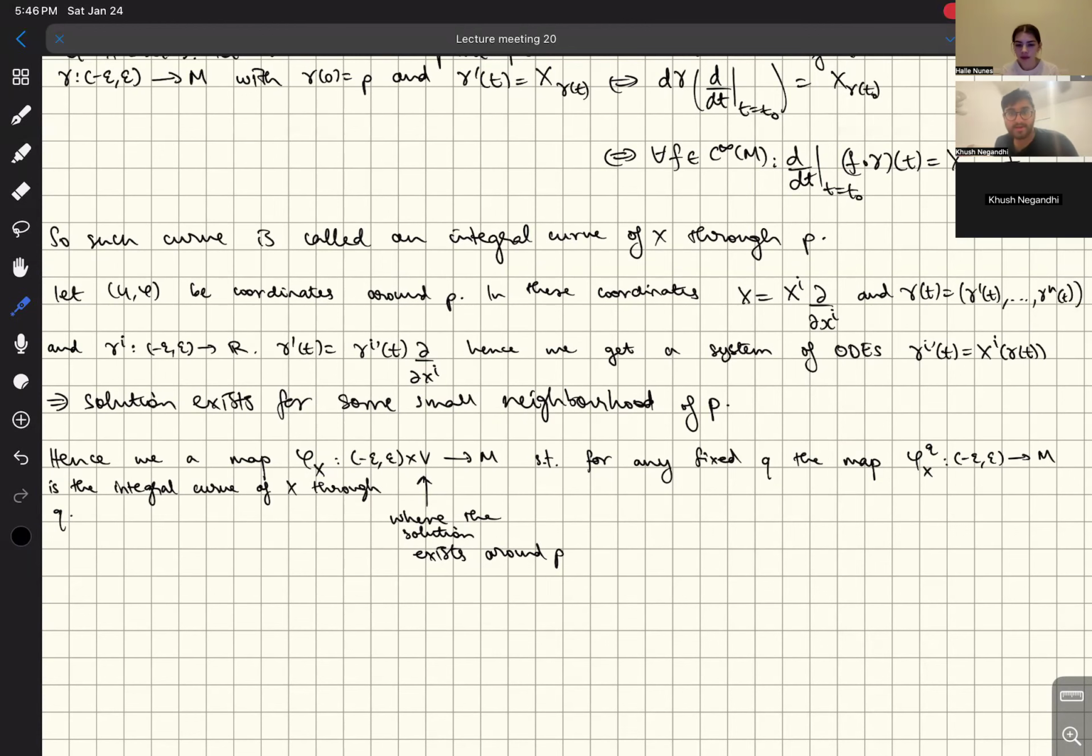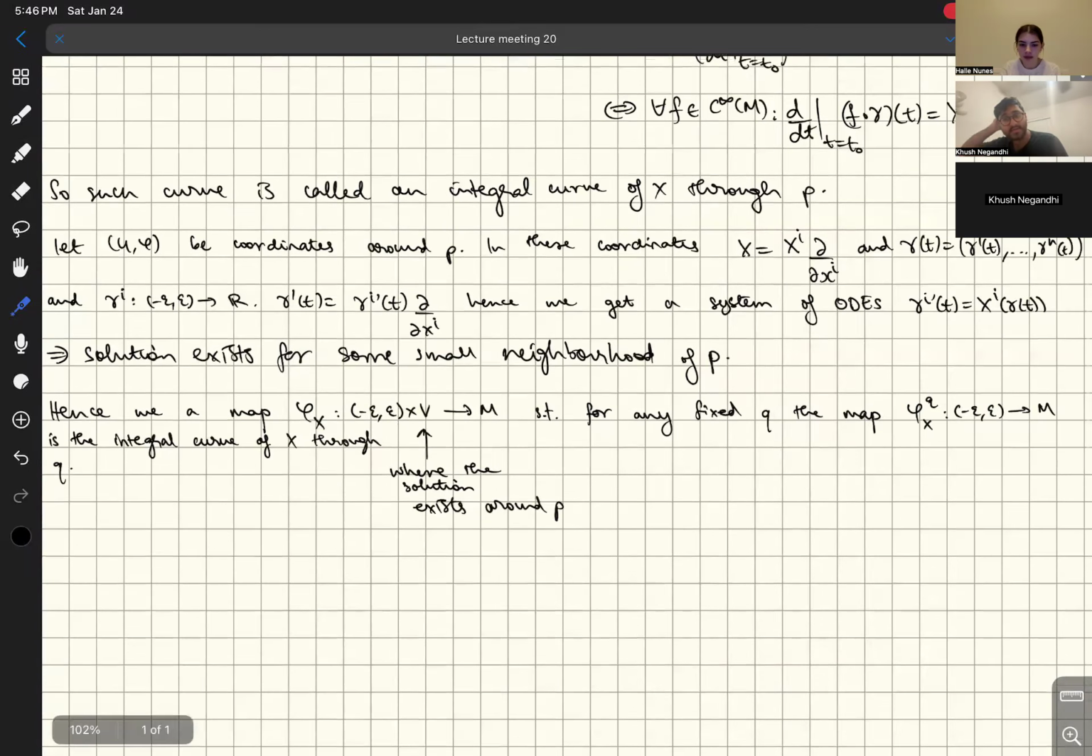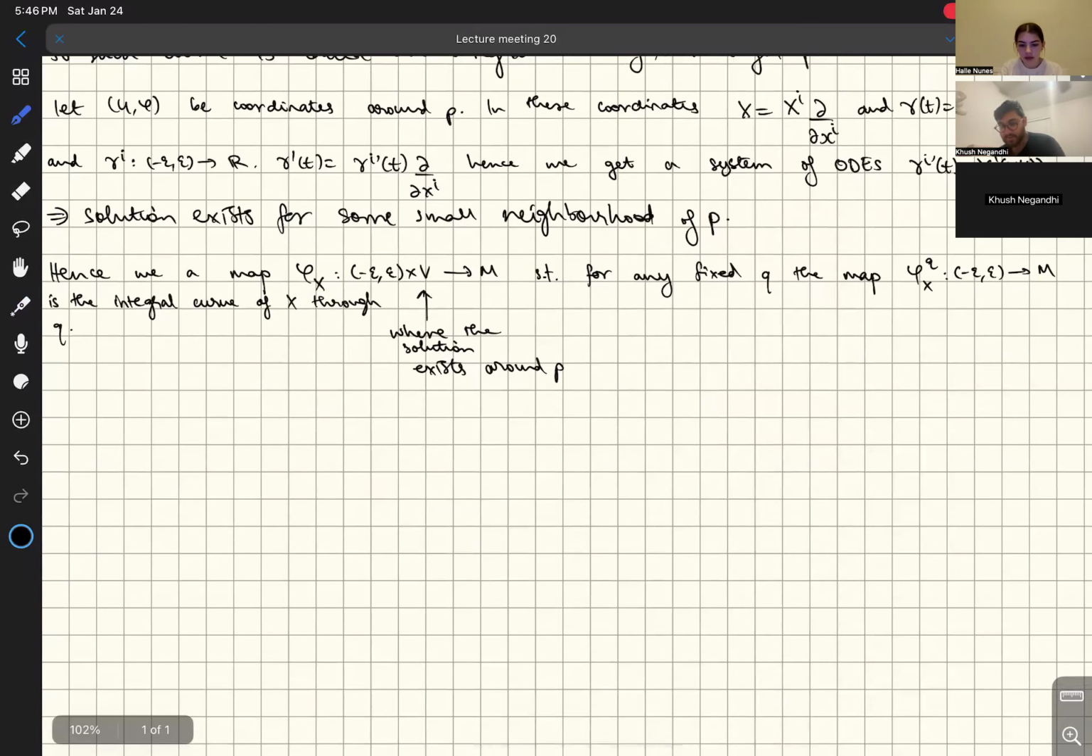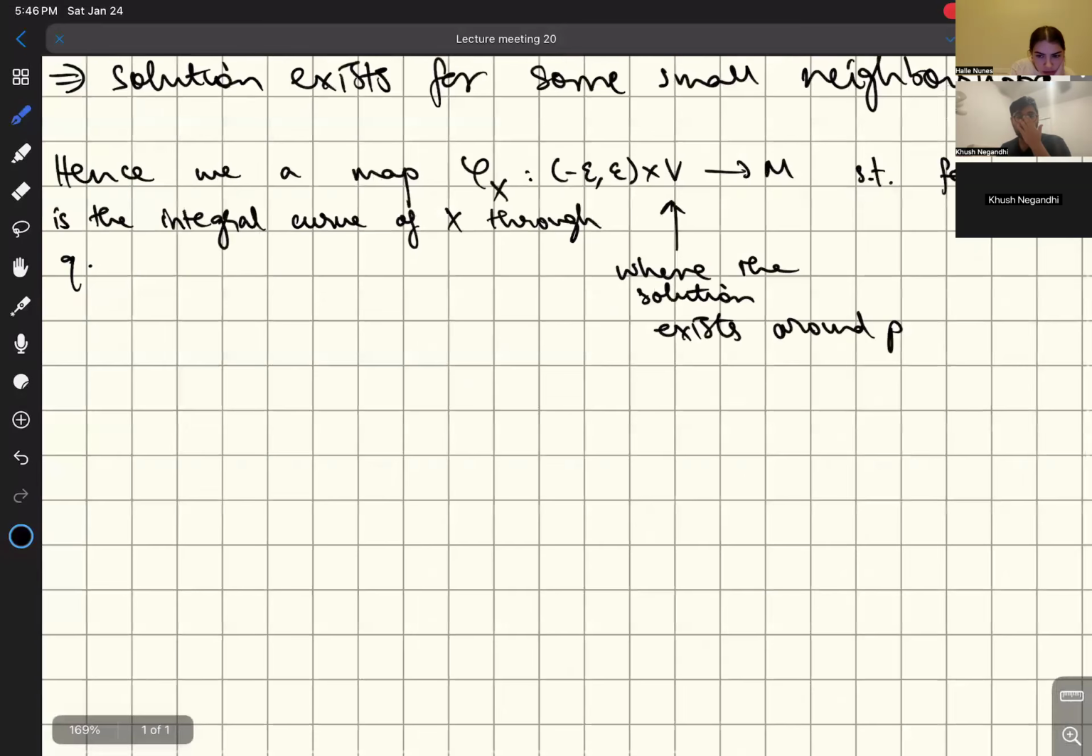Okay. So this is called the flow. The map phi is called the flow. Now in general, the flow only exists in some small neighborhood. You might not be able to say that for every point in my manifold, the flow exists for all time. But we have a special name for if that happens.